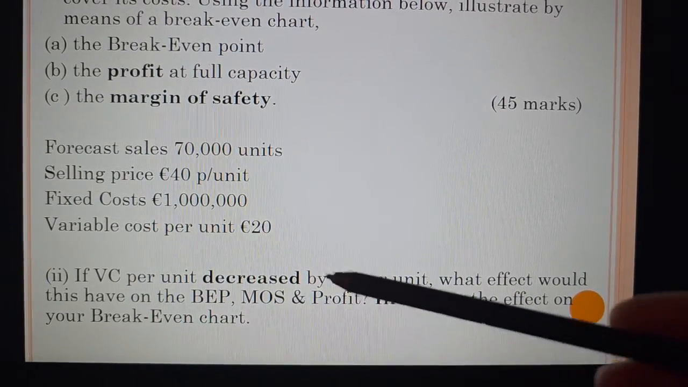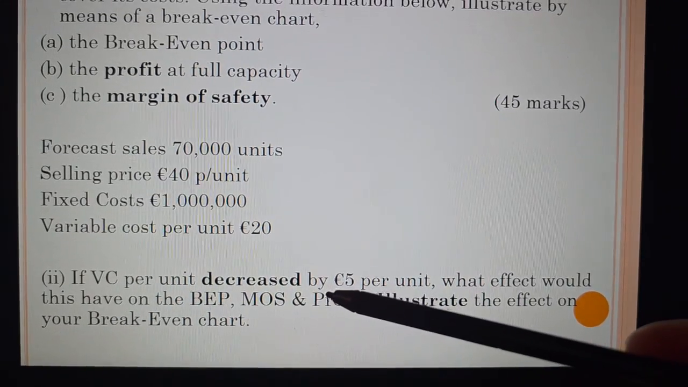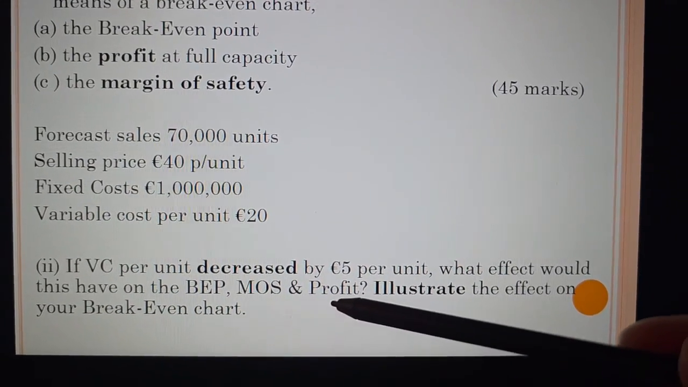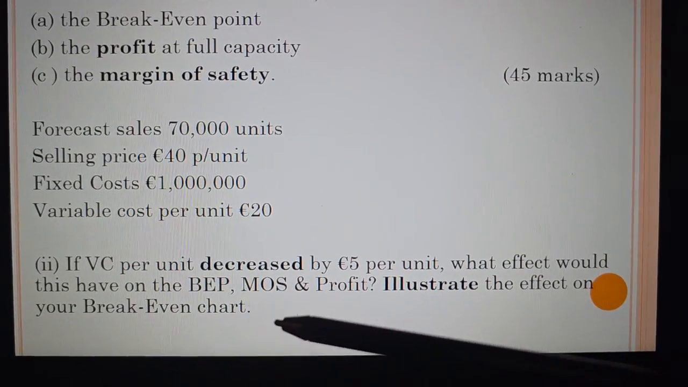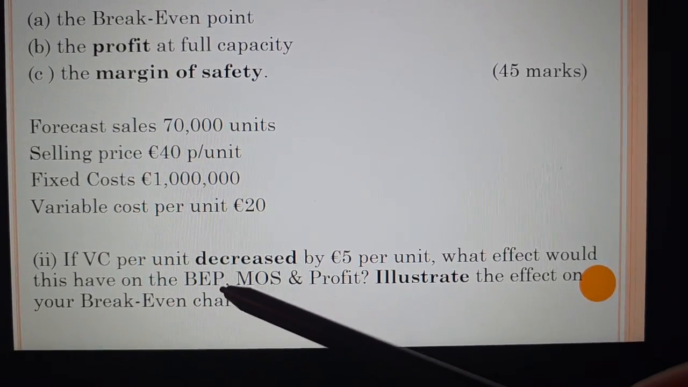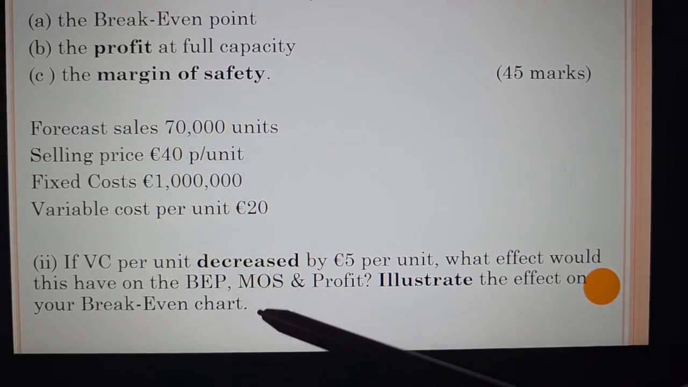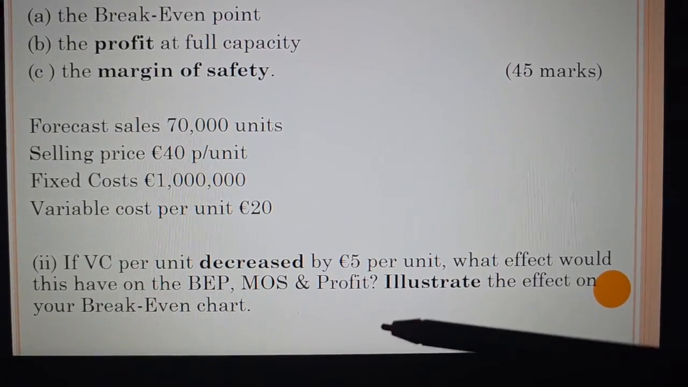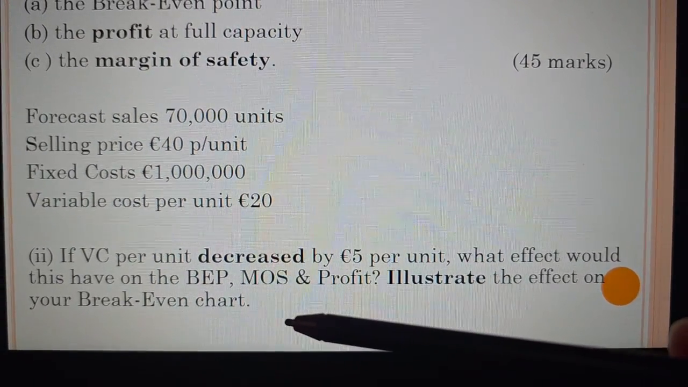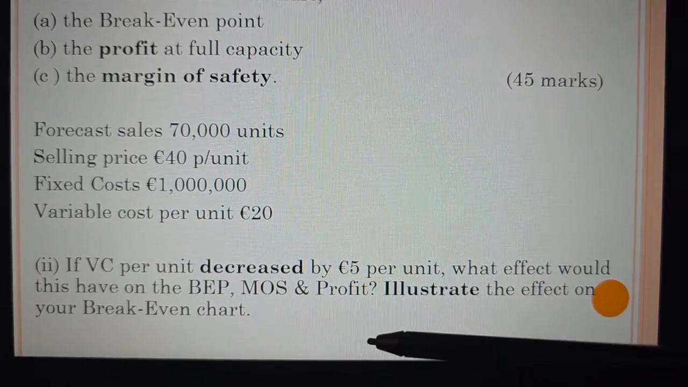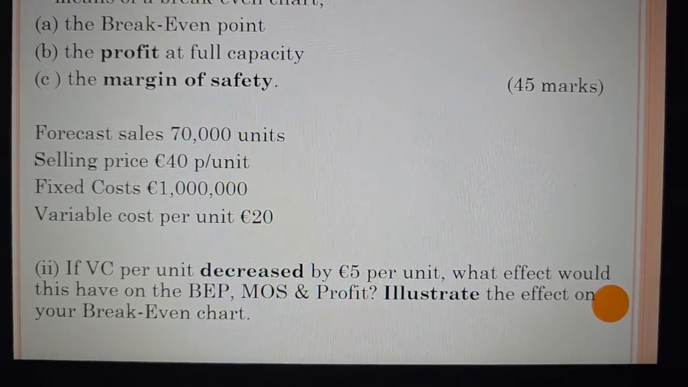So it's going to affect those three things. Well, if your variable costs are going down, you're going to have to assume your profit goes up automatically. It should do if nothing else is changing. Okay. Then break-even point should drop. Margin of safety should widen as well as a result. So I'm going to have to do those new calculations, but also then I have to illustrate the effect on top of the break-even chart that I just drew. Okay, so you can now pause the video, go and do part B or part 2, and then come back and correct it.